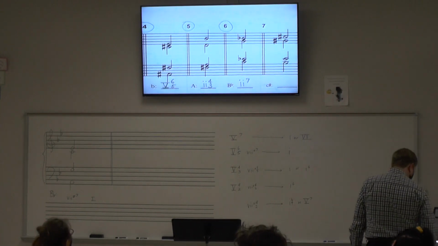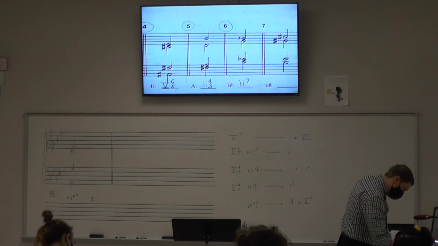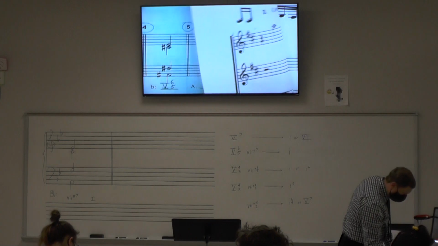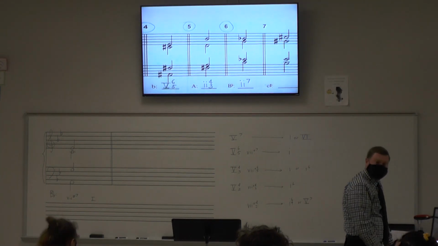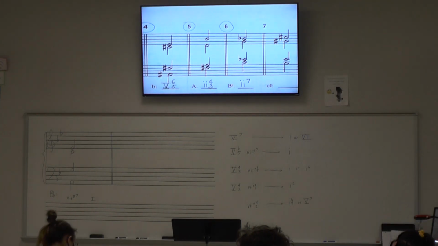Well, how come they don't have any vii7 chords down there? I guess it's just V7s and ii7s. That's the second one. Any questions about any of these?